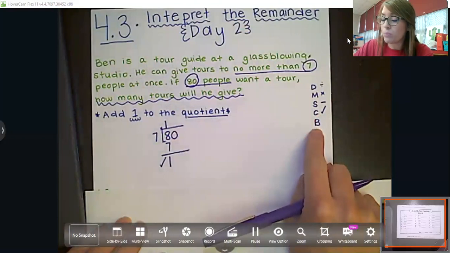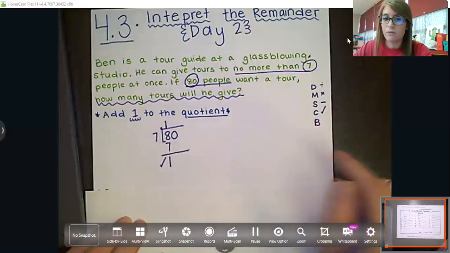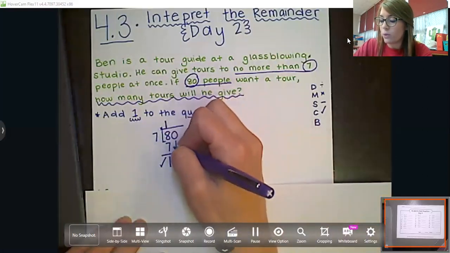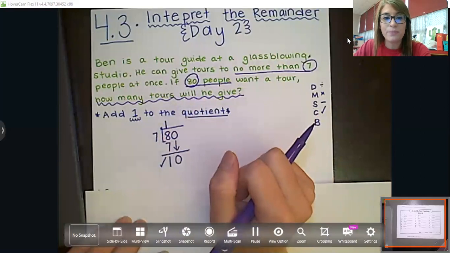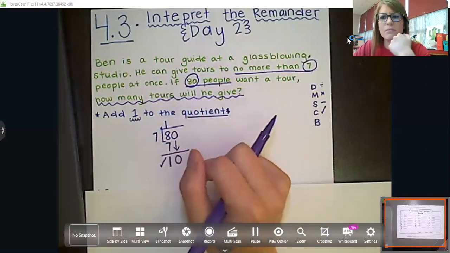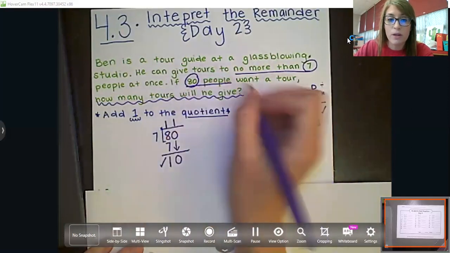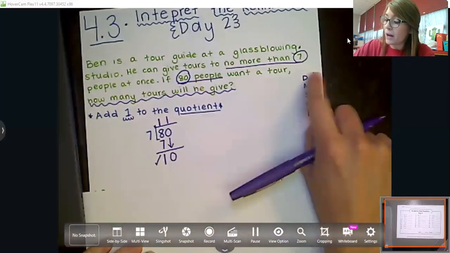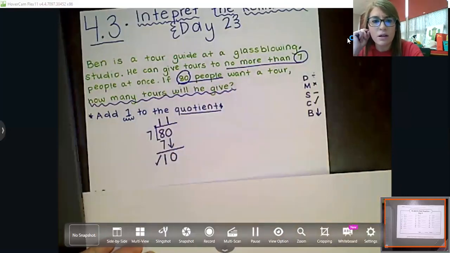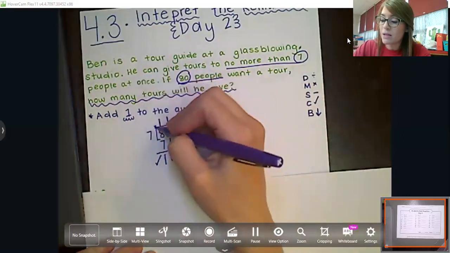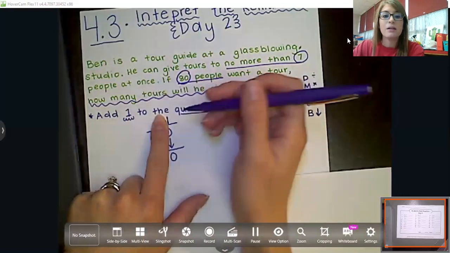So now we have to bring down. What am I bringing down? Right, very good. Just this 0 right here. I'm going to place it right there. Okay, can 7 go into 10? Yes, it can. How many times? Very good. 7 can go into 10 one time without going over. Okay, so we are back at the top here. We have divided. Now we are multiplying. Am I doing 7 times 11? No, I'm not. I'm doing 7 times the number I just brought up there, which is the 1. 7 times 1 is 7.